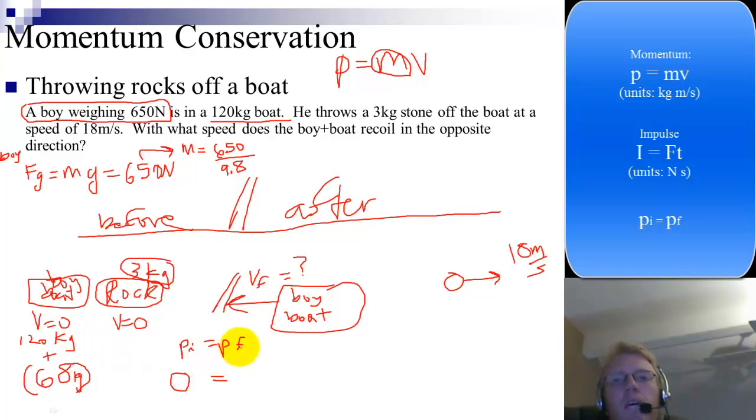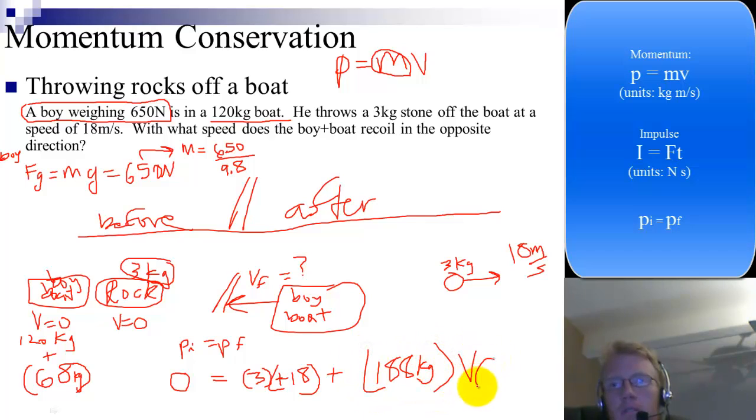P initial is zero. P final, okay, you've got the rock, which was 3 kilograms, moving forward at 18 meters per second. So m1 v1 for the rock is positive 3 kilograms times positive 18. Okay, plus momentum of the boat. What's the total mass of the buoy and the boat combined? 120 plus 68 is 188 kilos times V final. Okay, so you don't have to put in V final as negative. It's going to actually come out negative naturally when you solve the math, and that negative sign, as it always has been since the beginning of the year, tells you direction. So if I've chosen the rock to be going to the right as positive, then when my value of my boat velocity comes out negative, that automatically means it's going to the left.